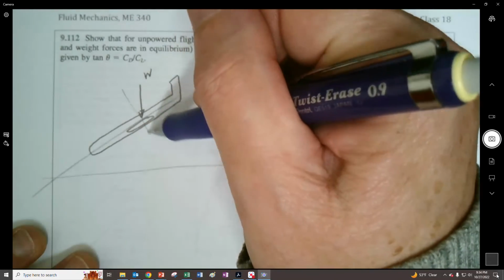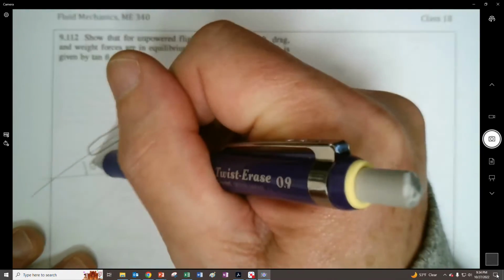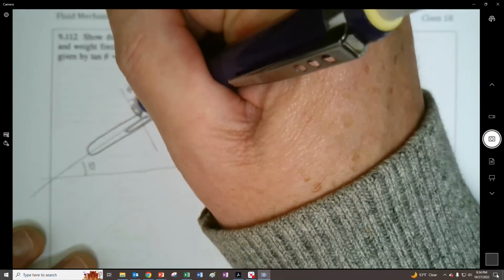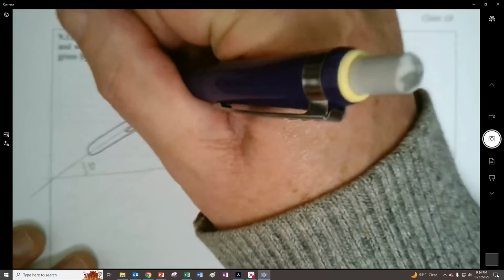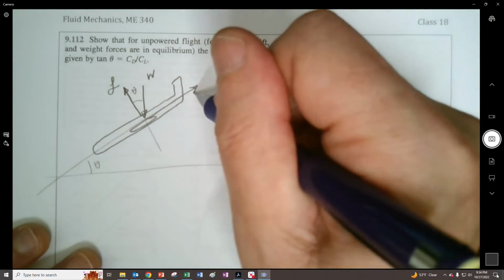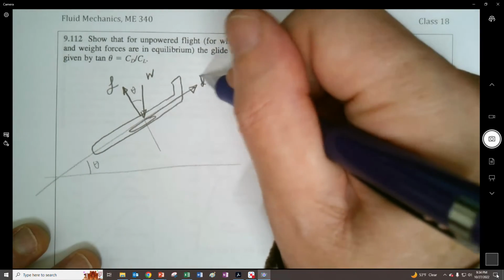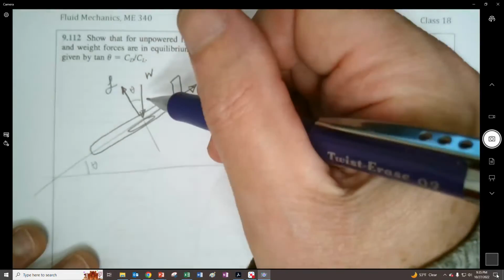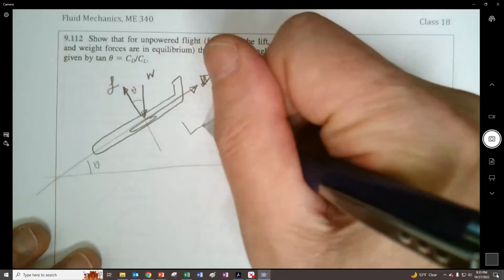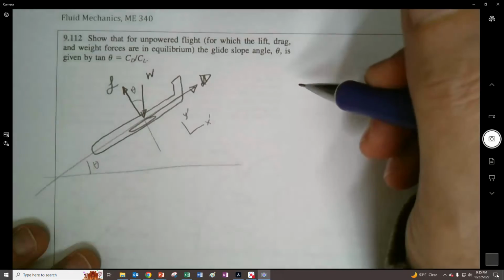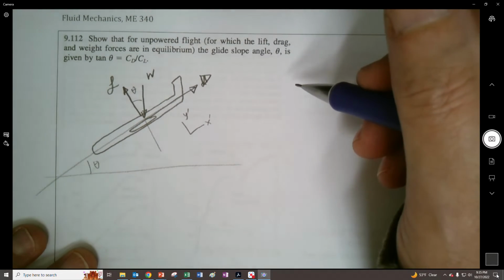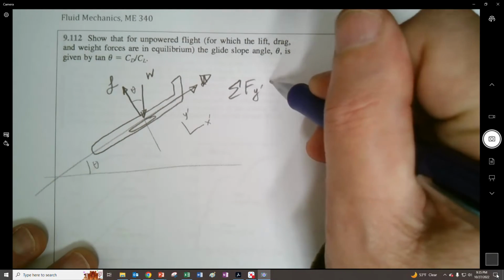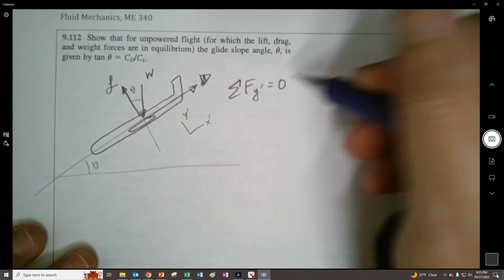And we know that that's going to be the same angle as this right here. Call it theta. And the lift we'll draw this way, and the drag we'll draw, I think I used the little kind of double back D thing going right here. Okay. So let me draw my X prime and Y prime directions right in here, and say the sum of the forces in the Y prime direction is going to be equal to 0.